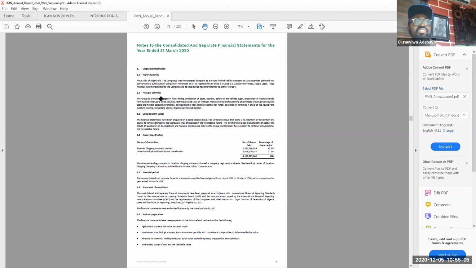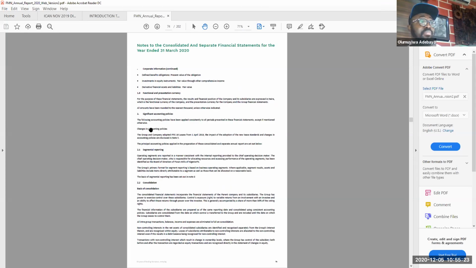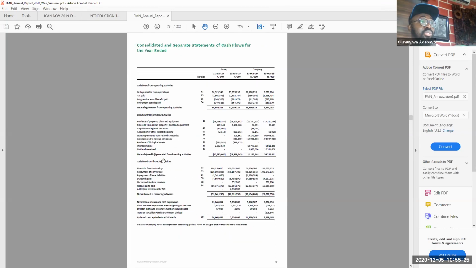The financial statement comprises the company and its subsidiaries. Now you can see the principal activities of the company. Part of the information you provide is the issue of going concern and all other information. Thereafter, they put up the structure. Those are still generic information about the entity. Now, what is paramount here is the reporting period.